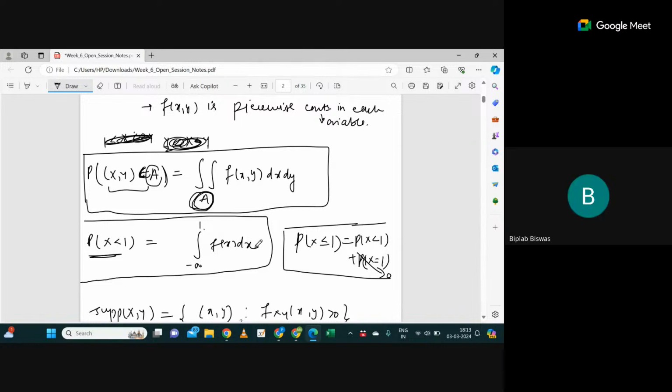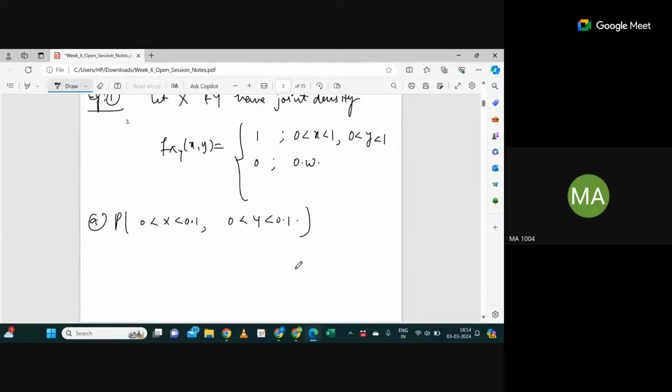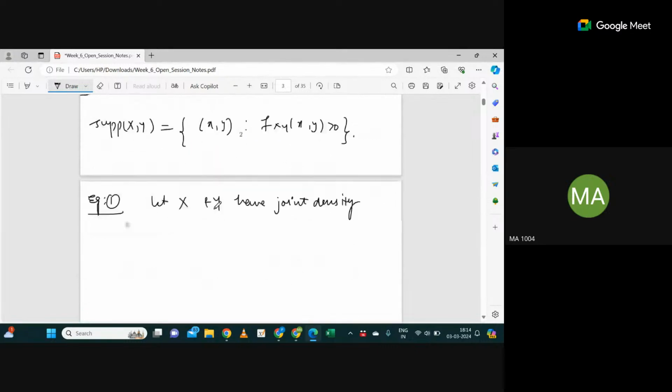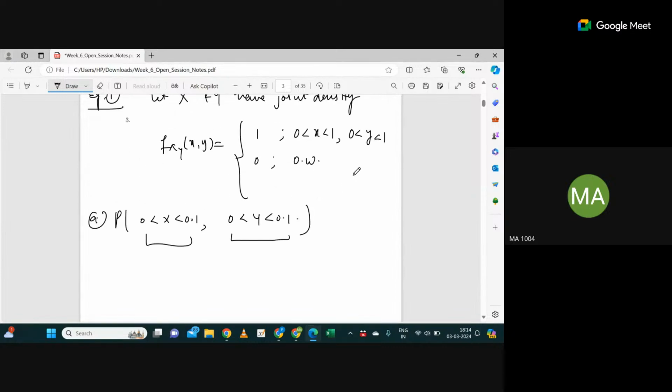Okay, I'm taking an example. I will let you know what the meaning of that a is. Suppose the joint density is given like this, and it takes value 0 otherwise. And I ask you to calculate the probability that x is between 0 and 1 and y is between 0 and 1. Now here a is this whole thing. Understood? It means I have to integrate x from 0 to 0.1 and y from 0 to 0.1. Is this clear now?